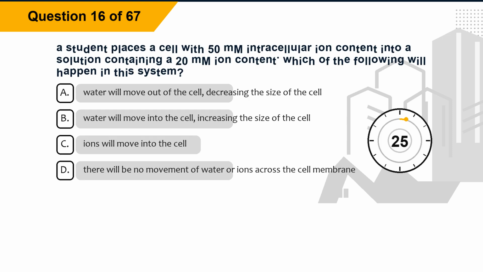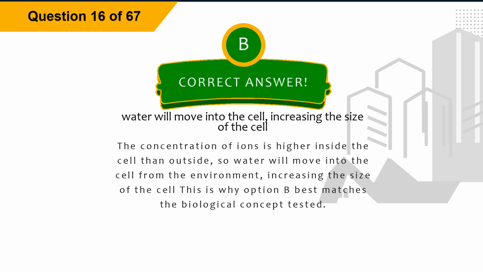Question 16. A student places a cell with 50 mM intracellular ion content into a solution containing a 20 mM ion content. Which of the following will happen in this system? Option A, water will move out of the cell, decreasing the size of the cell. Option B, water will move into the cell, increasing the size of the cell. Option C, ions will move into the cell. Option D, there will be no movement of water or ions across the cell membrane. The correct answer is option B, water will move into the cell, increasing the size of the cell.